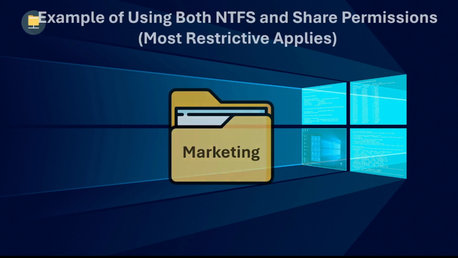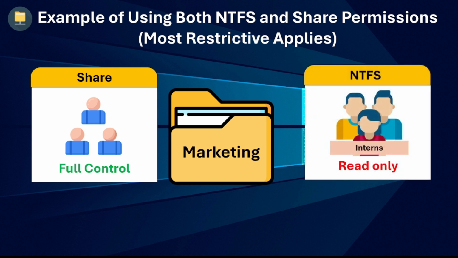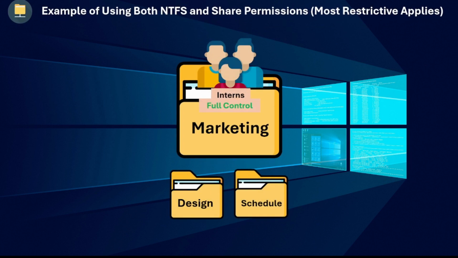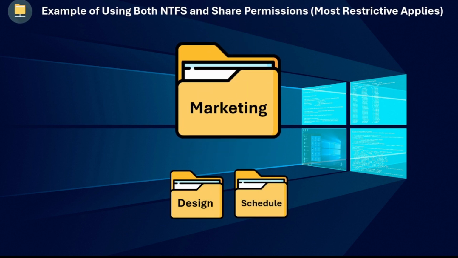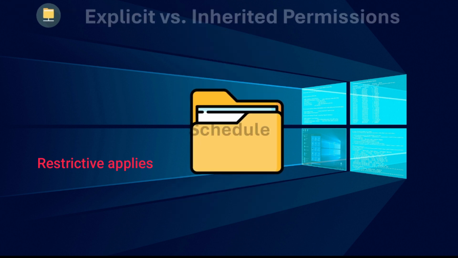To understand this concept better, I'm going to give you an example scenario that we can apply in the workplace. For example, we have a shared marketing folder. The shared permission given is full control for everyone. But the NTFS permission for the interns group is read-only. So the marketing folder has both the shared and the NTFS permissions. In this scenario, even though the shared permission allows full control for the marketing folder, the interns group will only have read-only access to specific subfolders like the design and schedule subfolders, due to the more restrictive NTFS permissions applied to those subfolders.